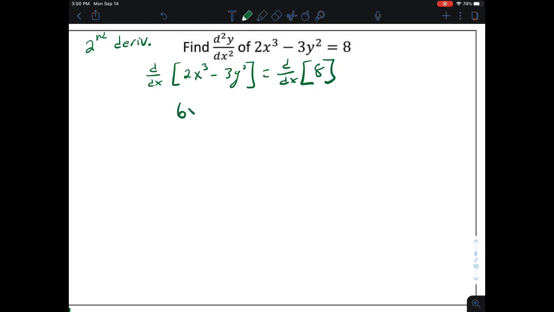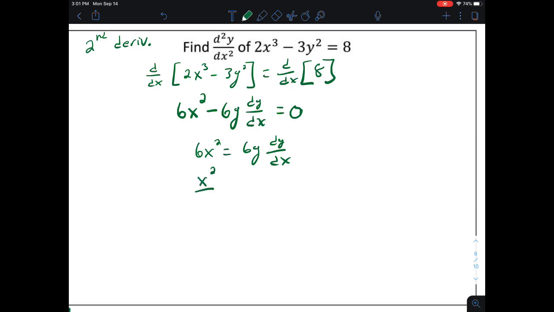The derivative of the left-hand side is going to be 6x squared minus 6y dy over dx is equal to 0. Now, you don't always have to stop and rewrite this as dy over dx equals. You could proceed forward, but for this problem, it's actually going to be easier to isolate the dy over dx. And in doing so, we'd have 6x squared is equal to 6y dy over dx. And I would divide by 6y. And so we would have x squared over y is equal to dy over dx.